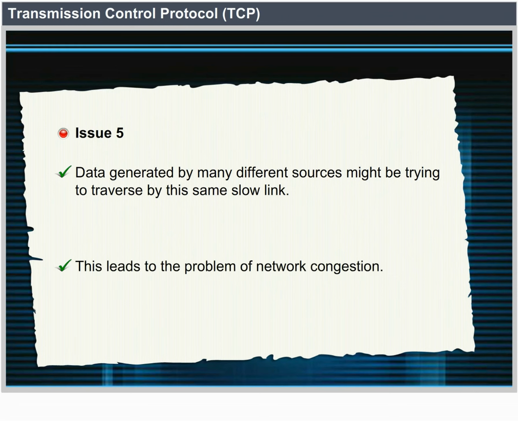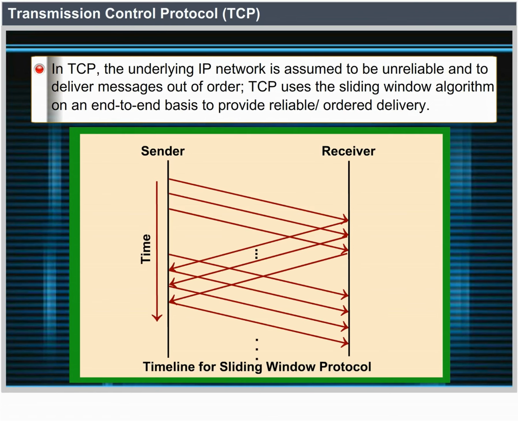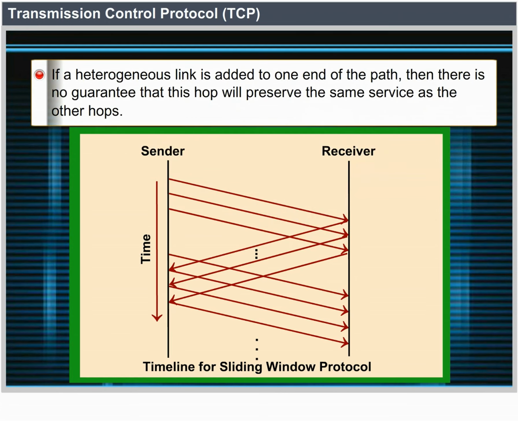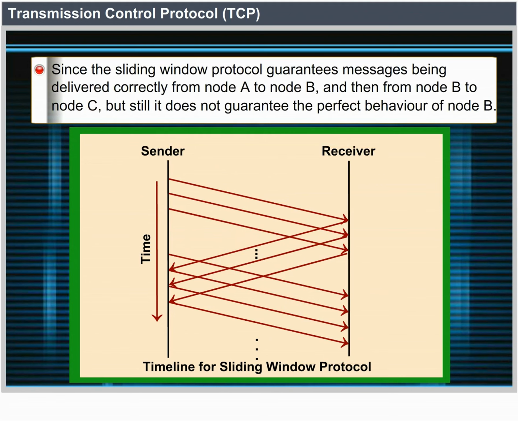In TCP, the underlying IP network is assumed to be unreliable and to deliver messages out of order. TCP uses the sliding window algorithm on an end-to-end basis to provide reliable ordered delivery. If a heterogeneous link is added to one end of the path, then there is no guarantee that this hop will preserve the same service as the other hops. Since the sliding window protocol guarantees that messages are delivered correctly from node A to node B and then from node B to node C, it does not guarantee that node B behaves perfectly.